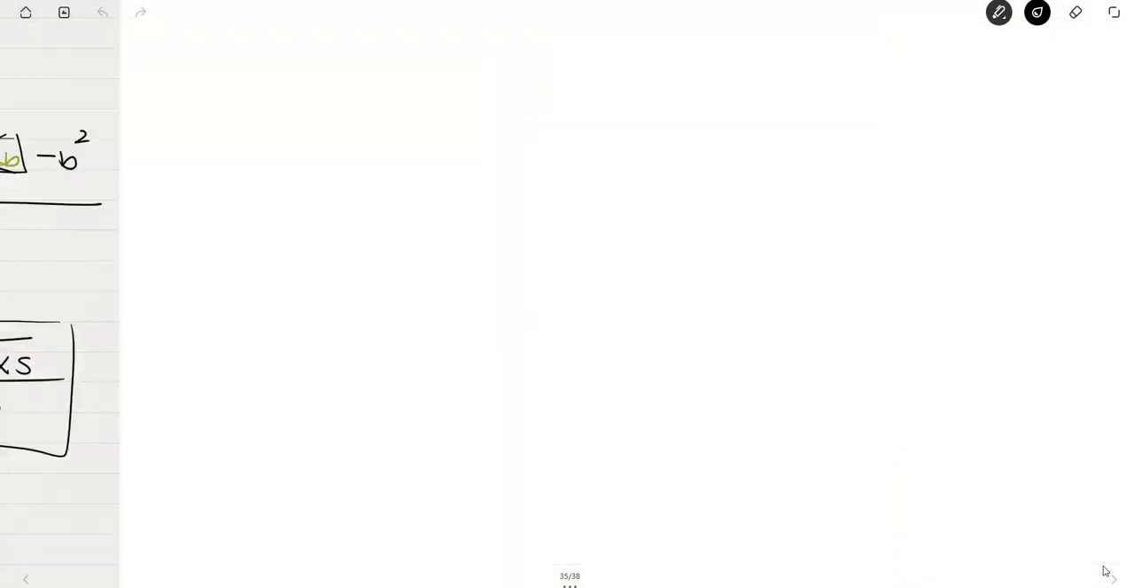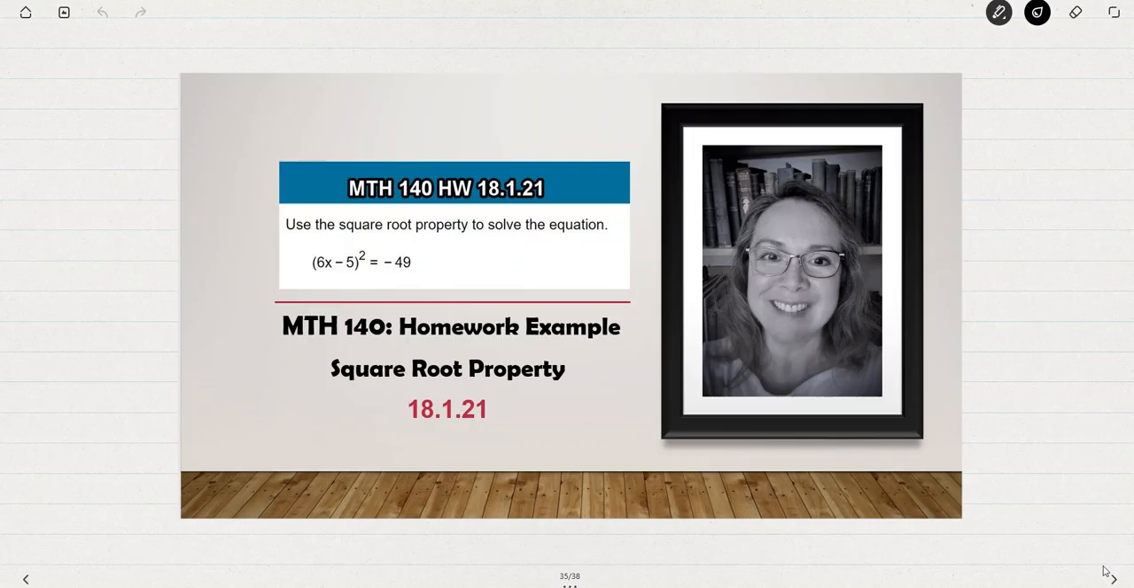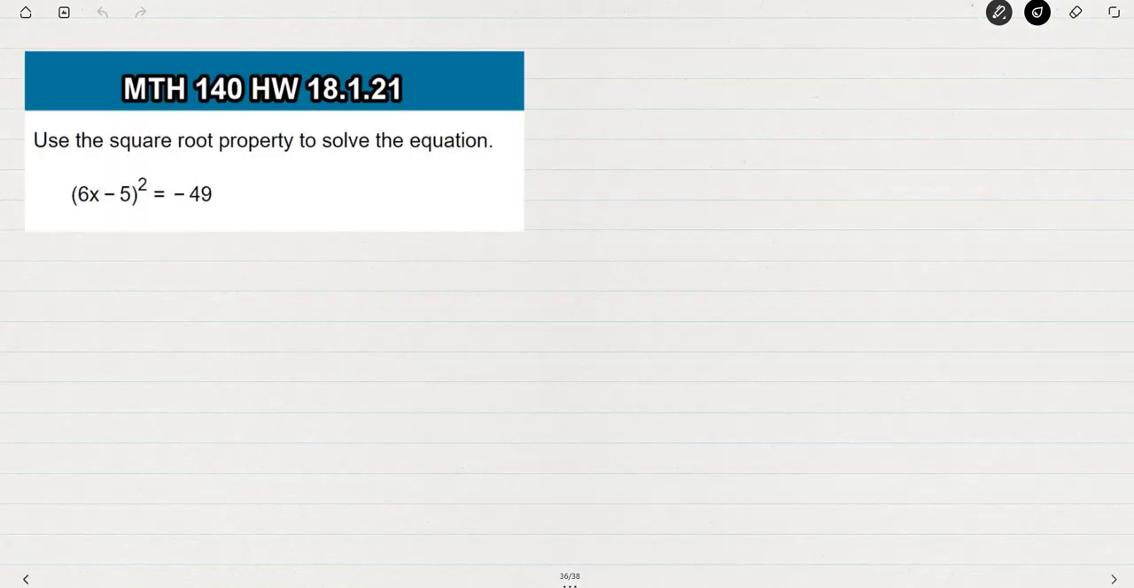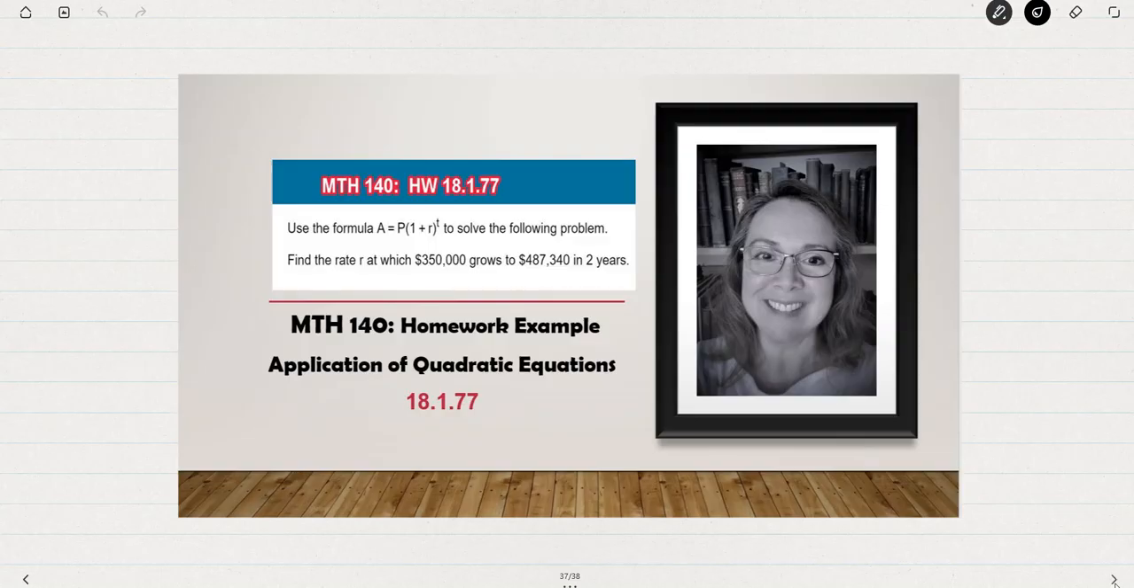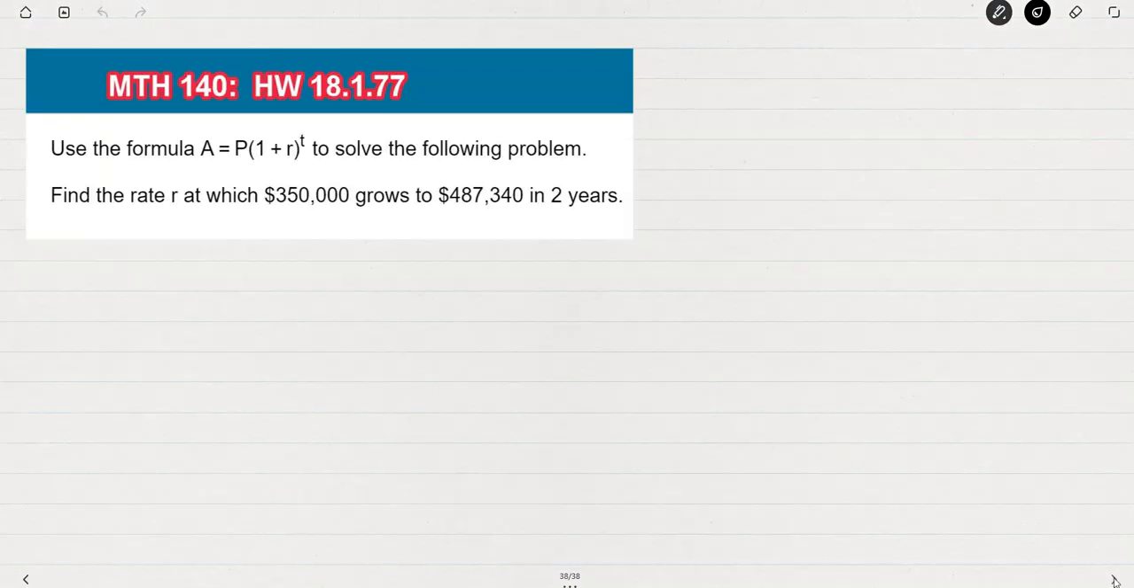Would you like to see another example? Here's another example. Oh, not that one. Sorry. I didn't get these in order. I know I have one in here. Let me find it. Sorry.